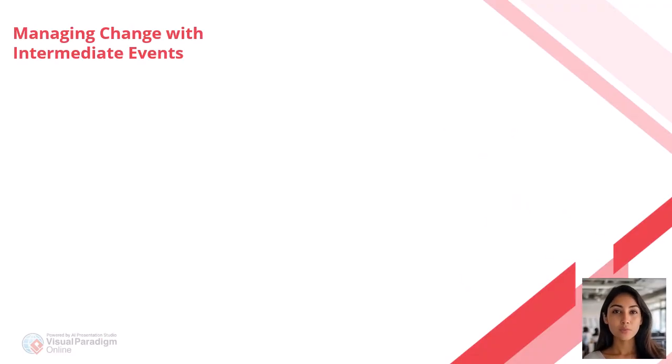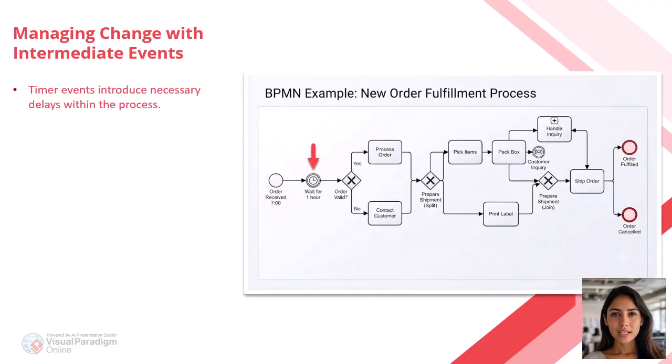Real-world processes are rarely linear. Intermediate events allow us to handle interruptions, delays, and external communications without breaking the main flow. A timer intermediate event pauses the flow for a specific duration. This is essential for processes that require waiting periods, such as approval times or shipping delays.